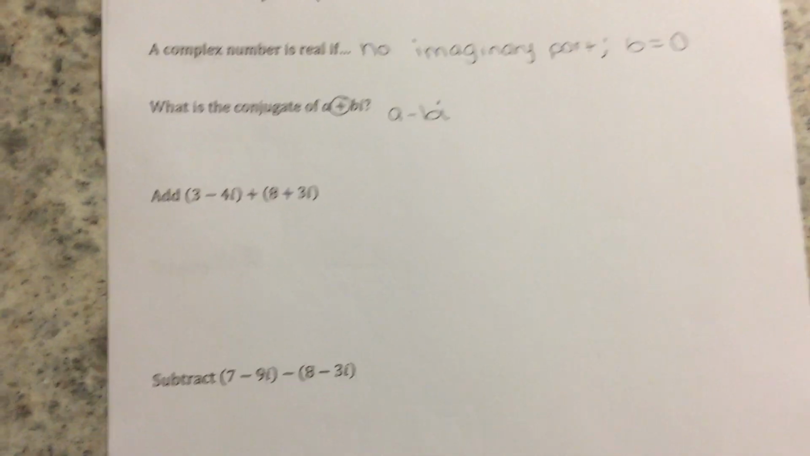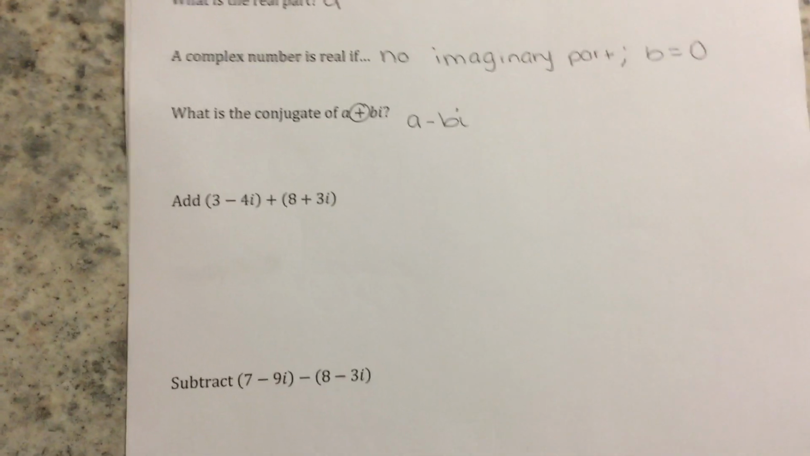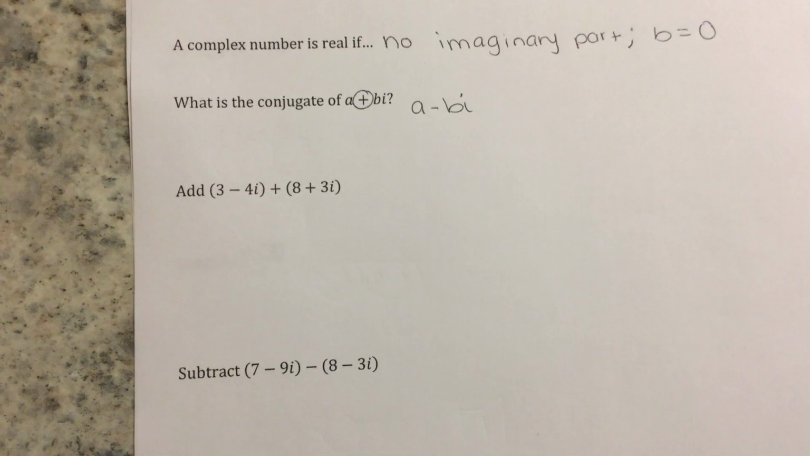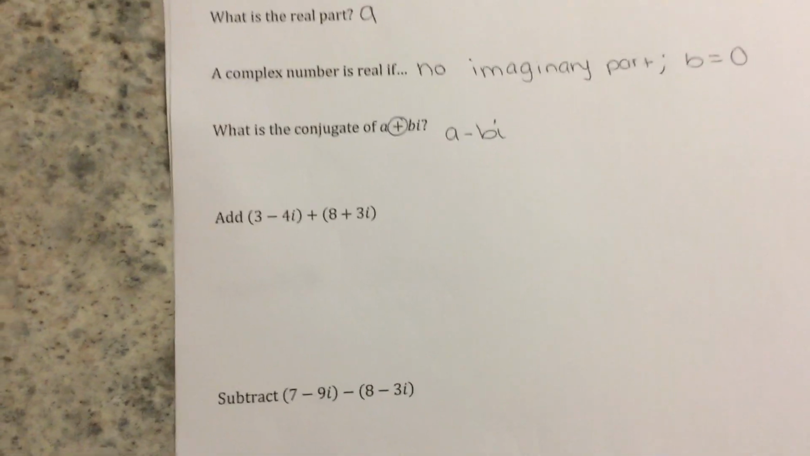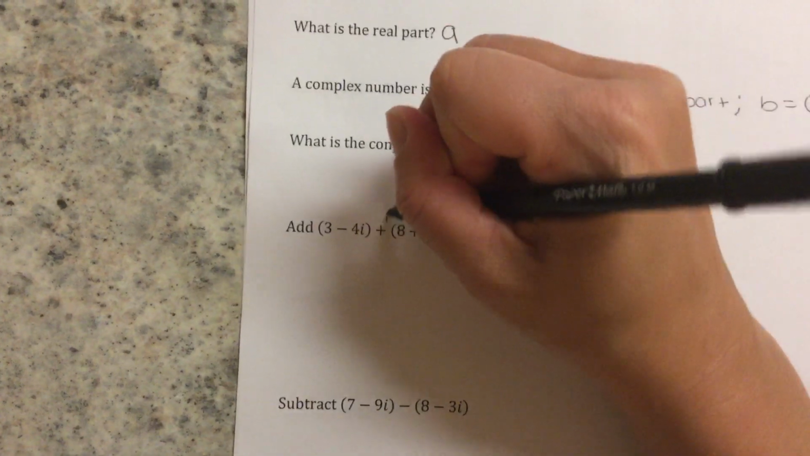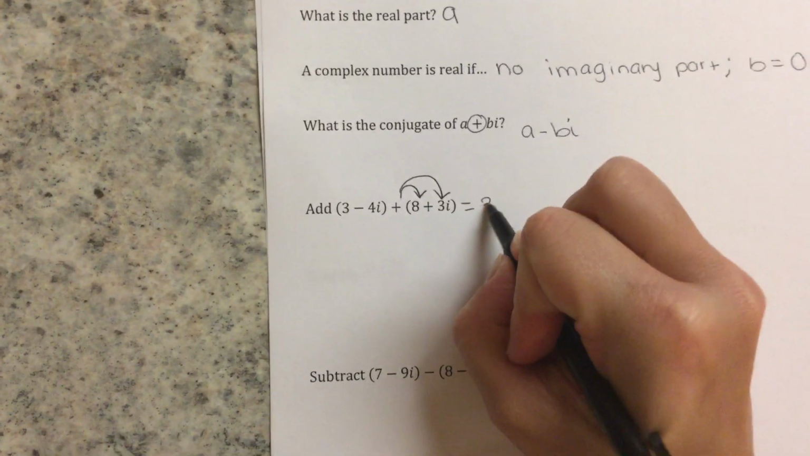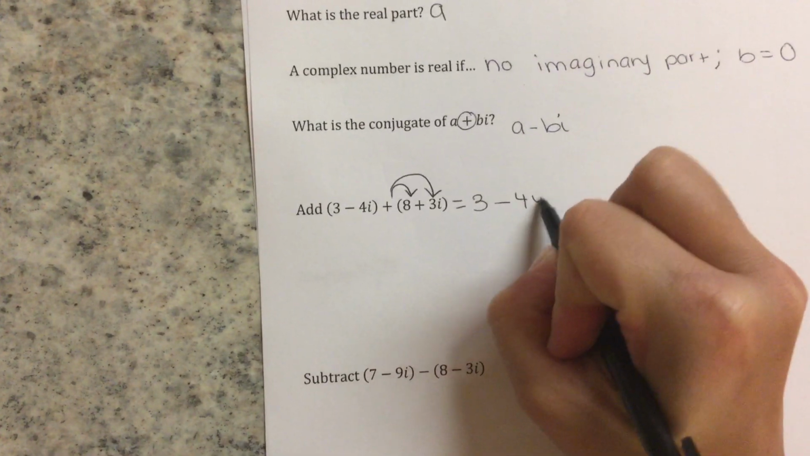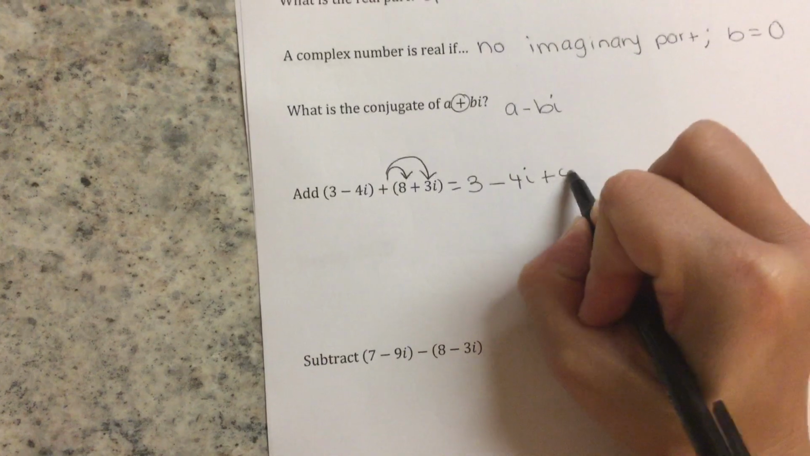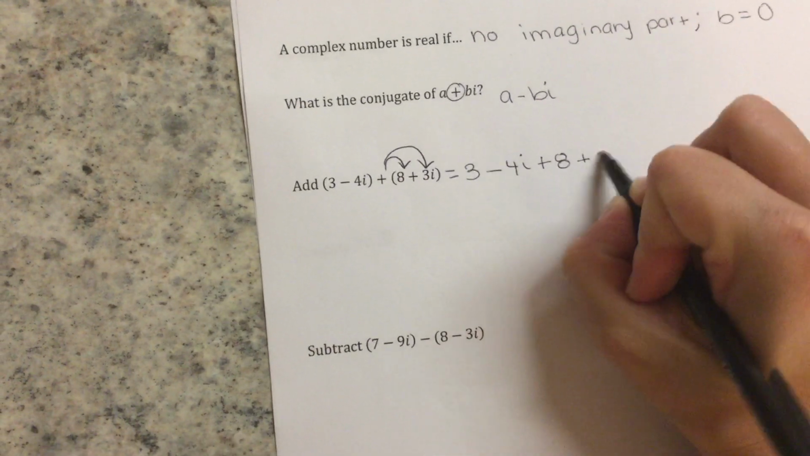All right, so going down to our next question, it says add 3 minus 4i plus 8 plus 3i. Notice there's nothing outside of this set of parentheses to distribute. There is a positive 1 outside of this set of parentheses to distribute, but we know when we multiply by positive 1, it's just going to stay the same. So we have 3 minus 4i, positive 1 times 8 is just positive 8, positive 1 times 3i is just 3i.